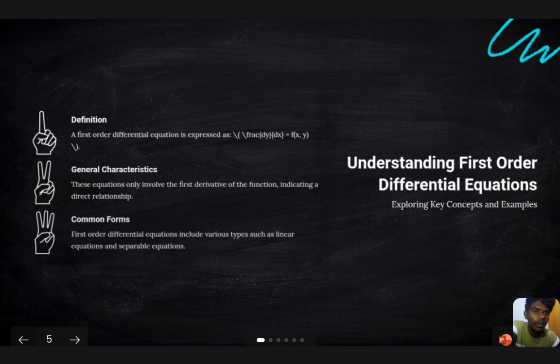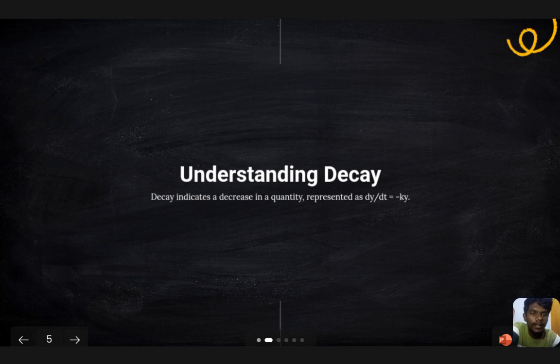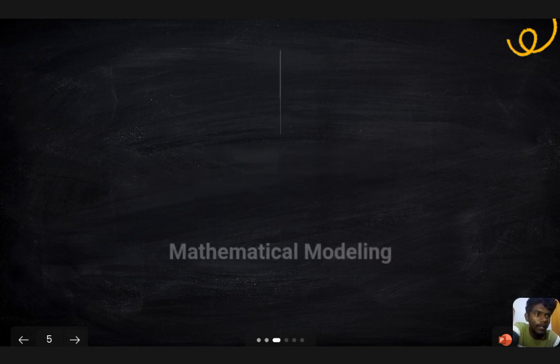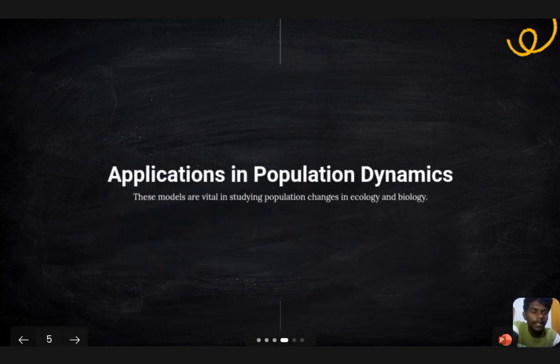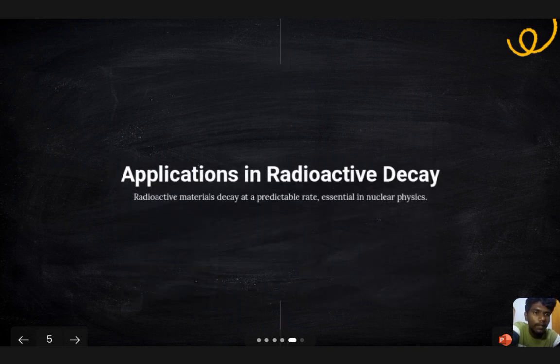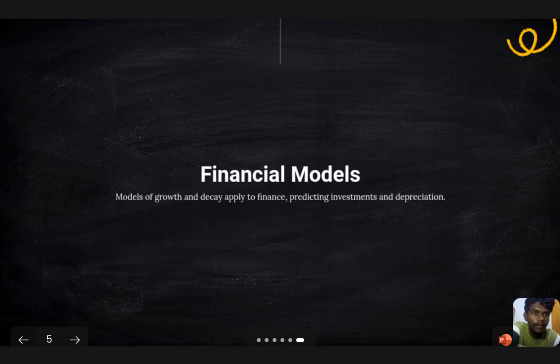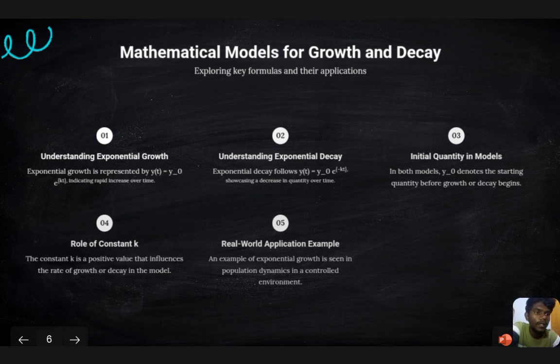And moving on, understanding growth. Already we discussed that dy/dt = ky, and understanding decay, which is a negative form of dy/dt, and the mathematical modeling and application in population dynamics, application in radioactivity, and then financial models. And now let's get to understand growth and decay.